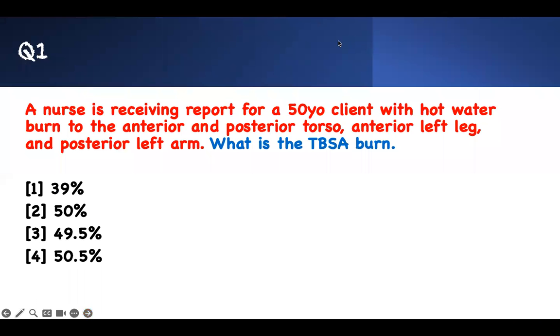First question is a calculation question, a burn question. I will show you how I do it and make it easy. What is the total body surface area? If they give you this, just relax, sit back, read it carefully, underline keywords, buzzwords. And next is receiving report for a 50-year-old client with hot water burn to what? Anterior and posterior torso, two things. Anterior left leg, one thing. Posterior left leg, left arm.